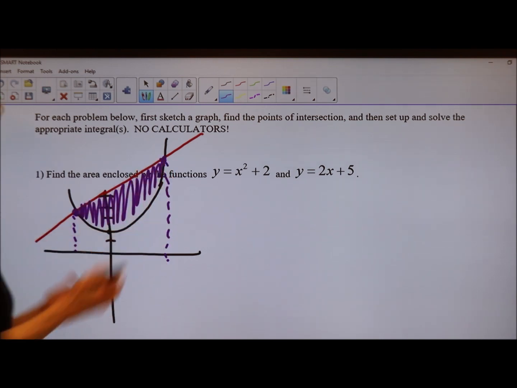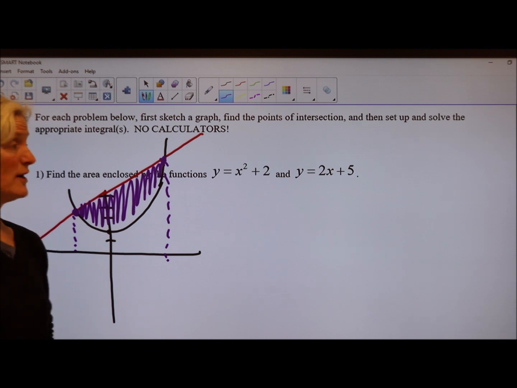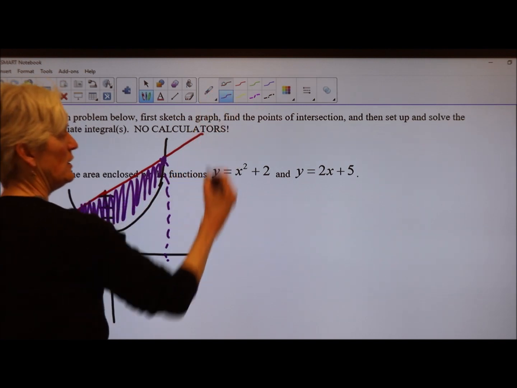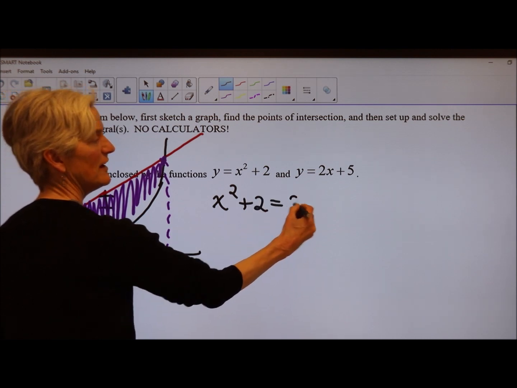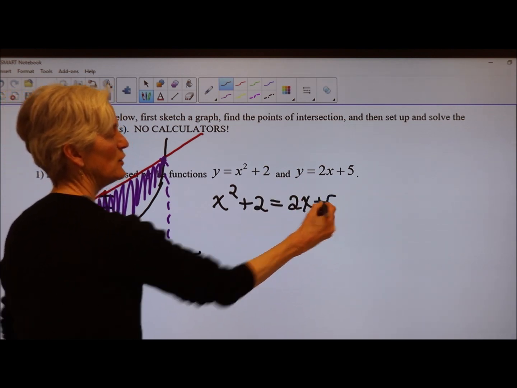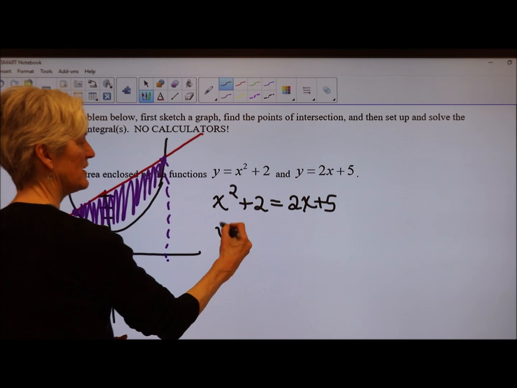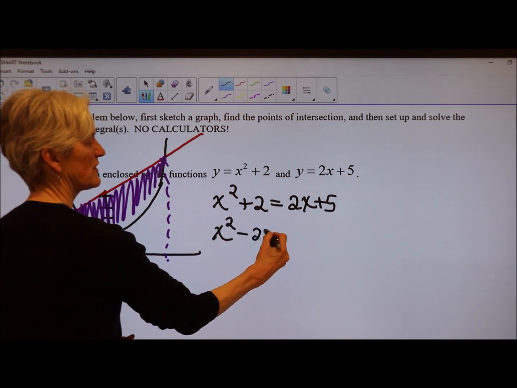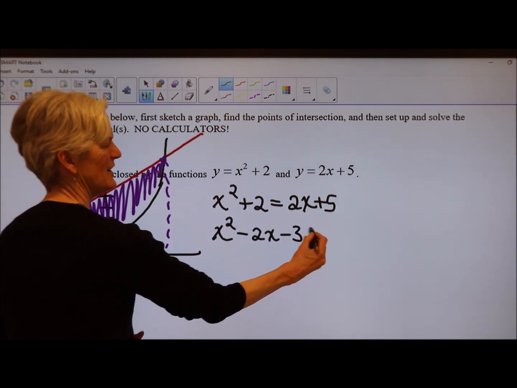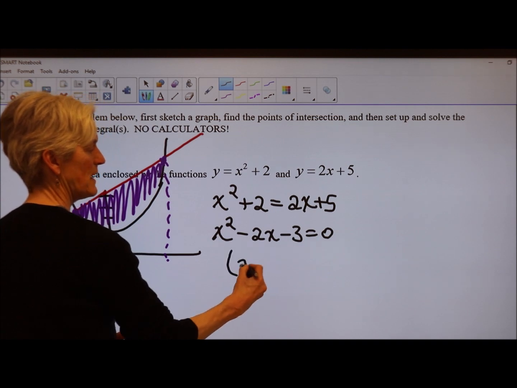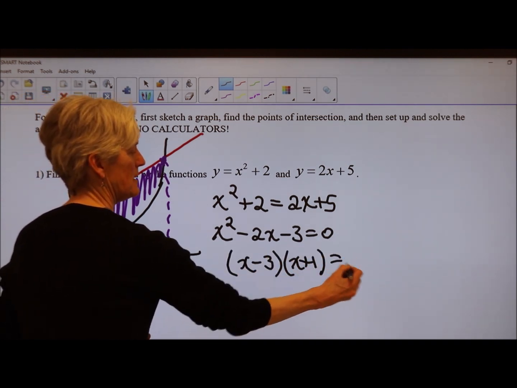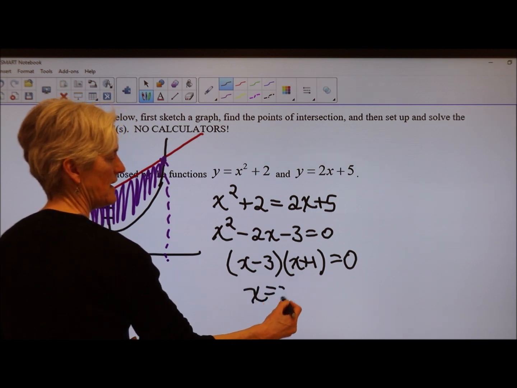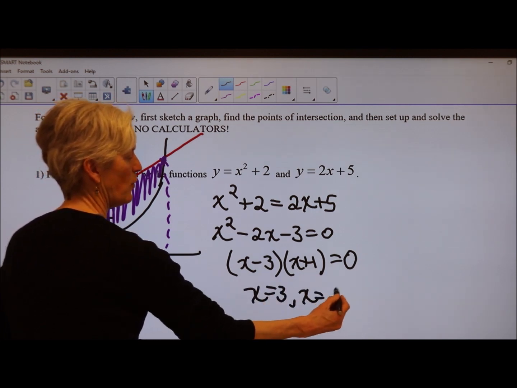Well, I guess that's just where the two equations are equal to each other. So let's first set those equations equal to each other. Again, if you have a calculator, you can do all of this on your calculator. But we're just going to do this by hand because, you know, that's so much more fun. A little factoring should do it. X equals 3, x equals -1.